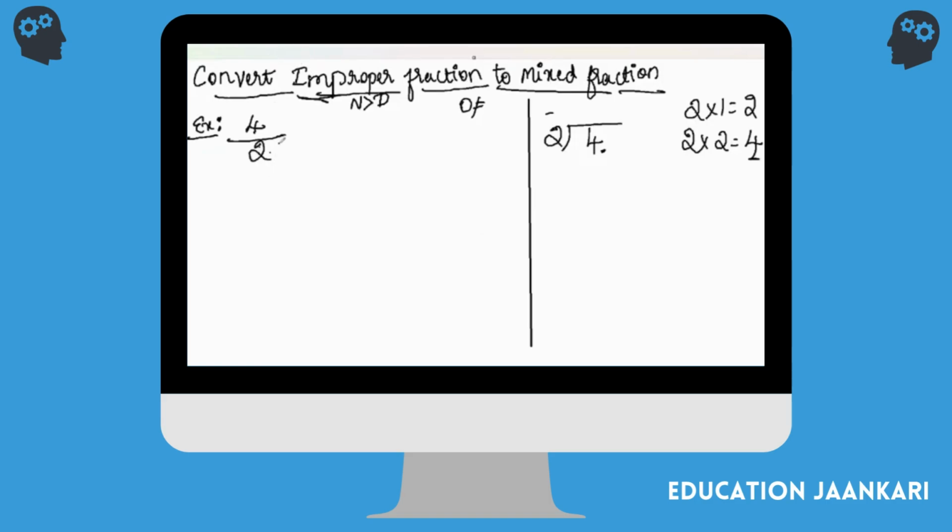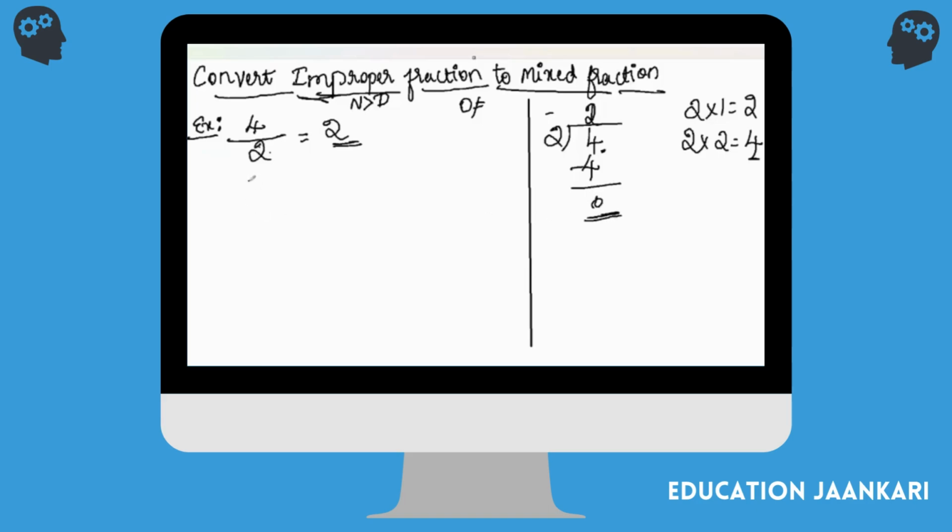Now, is it a 1 which can be converted from an improper fraction to a mixed fraction? Yes, ma'am. So in the 2 table, we are dividing, as 2 is the denominator, right? So 2 ones are, sorry, 2 twos are 4. So when we subtracted, we got 0, and the quotient is 2.